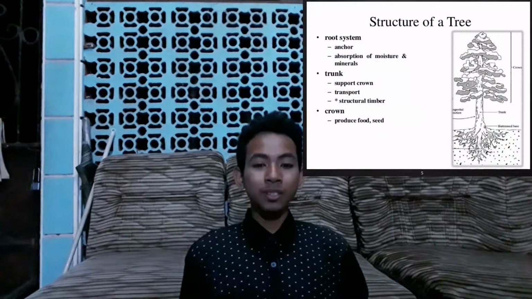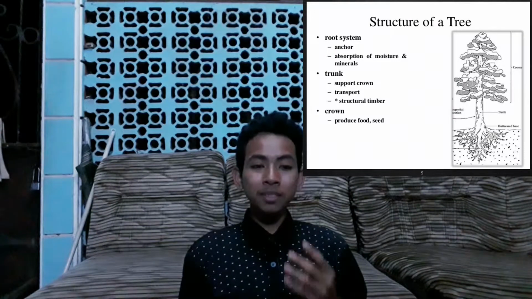Well, the structure of a tree is the root system, trunk, and crown. Sure, there are many functions of the structure. First, I will explain the function of the root system. Anchor. Talking about anchor, there are many functions, such as anchoring the plant body to the ground and supporting it, or anchoring the plant to the soil, and absorbing water and nutrients. Absorption of moisture and minerals.